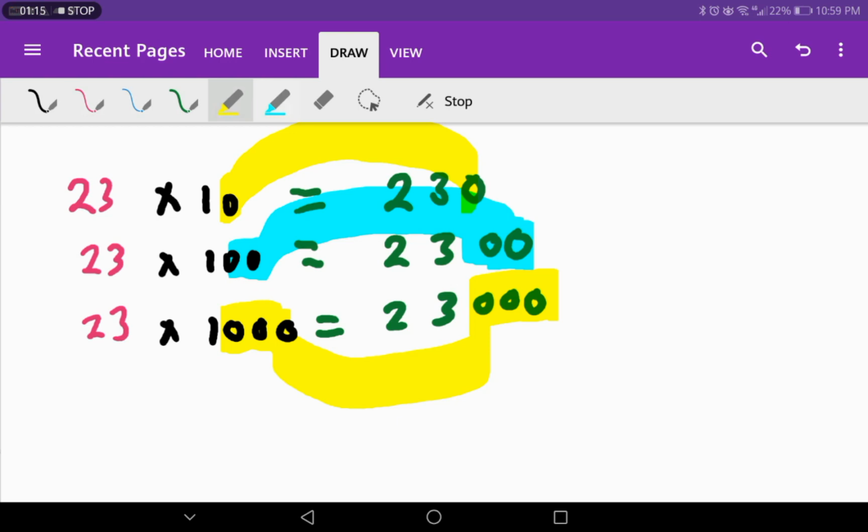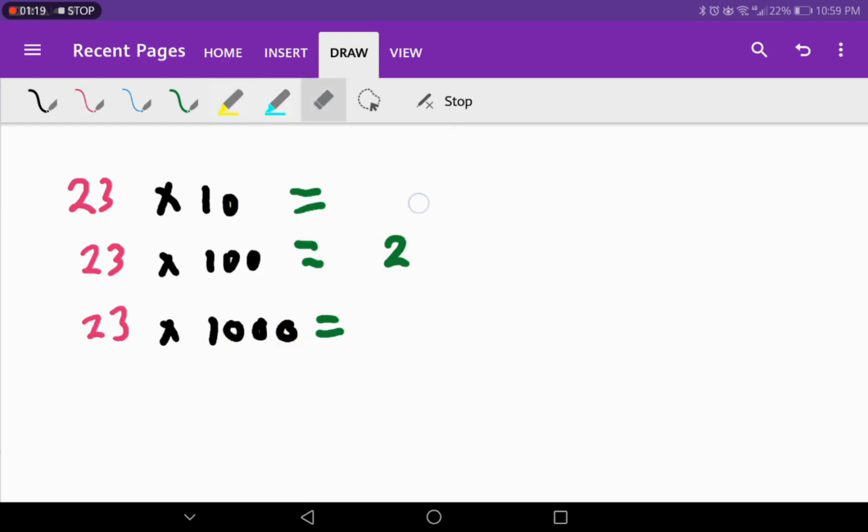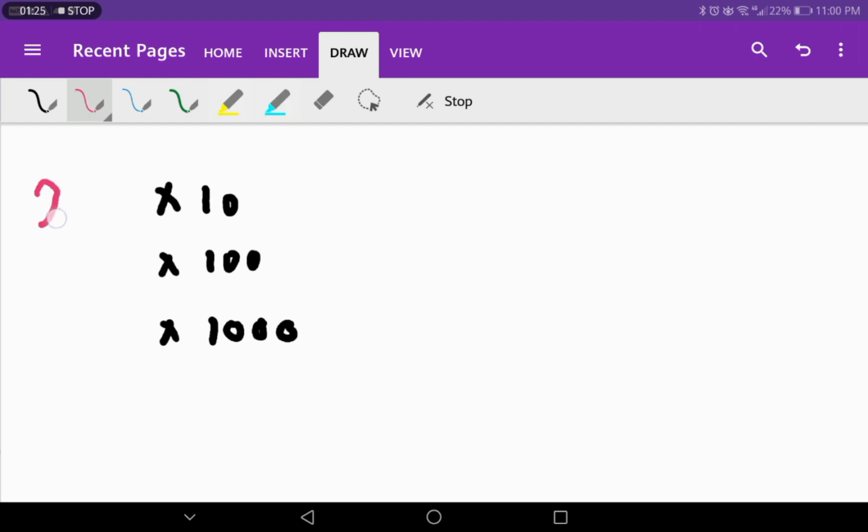Now we moved to actually multiply a decimal number. For example, 2.3 by 10, 100 and 1000. Okay, let's go.